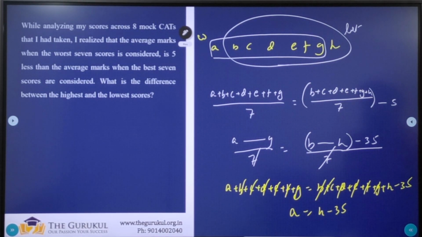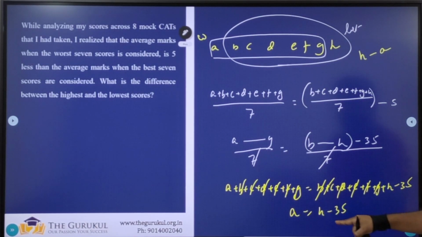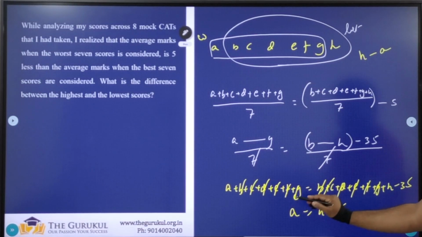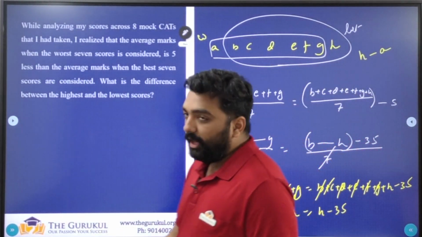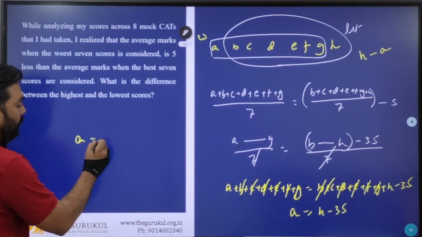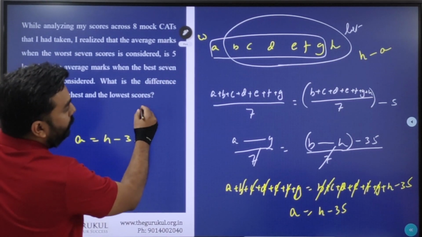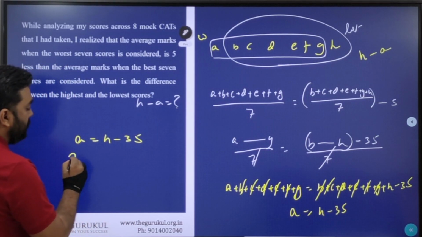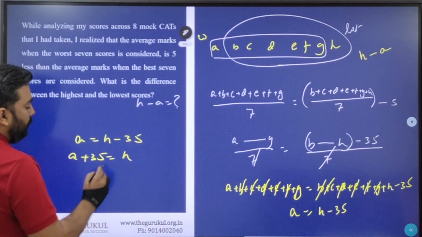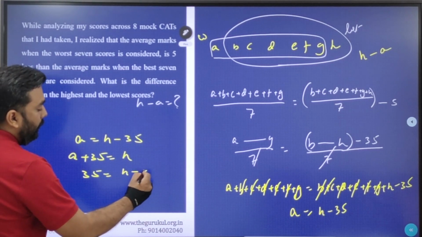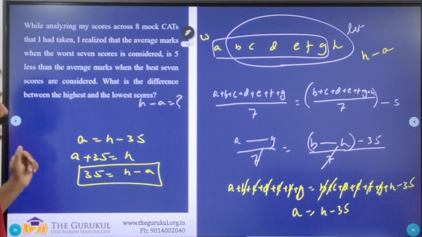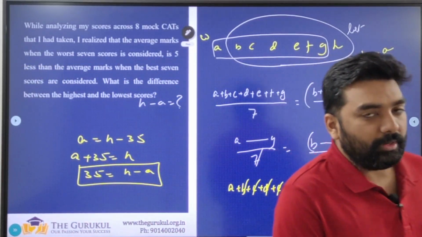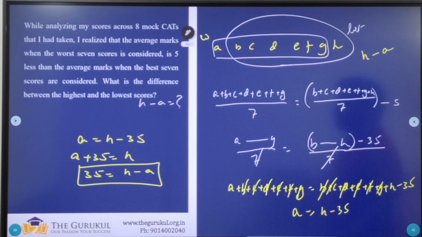What is the difference between the highest and the lowest? So they are asking us H minus A. If I send this to this side, I already know A equals H minus 35. We want to rearrange like H minus A equals how much? So send this to this side: A plus 35 equals H. 35 equals H minus A. This is what they are asking us to find. The difference between the best and the lowest possible score is 35 marks.